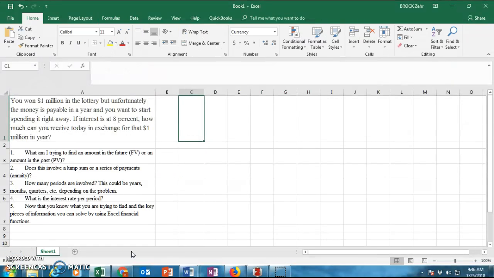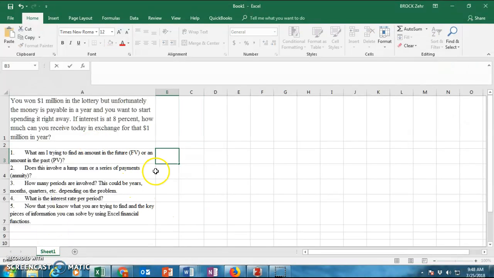Okay, let's look at another one. You won $1 million in the lottery, but unfortunately the money is payable in a year and you want to start spending it right away. If interest is at 8%, how much can you receive today in exchange for that $1 million in a year?